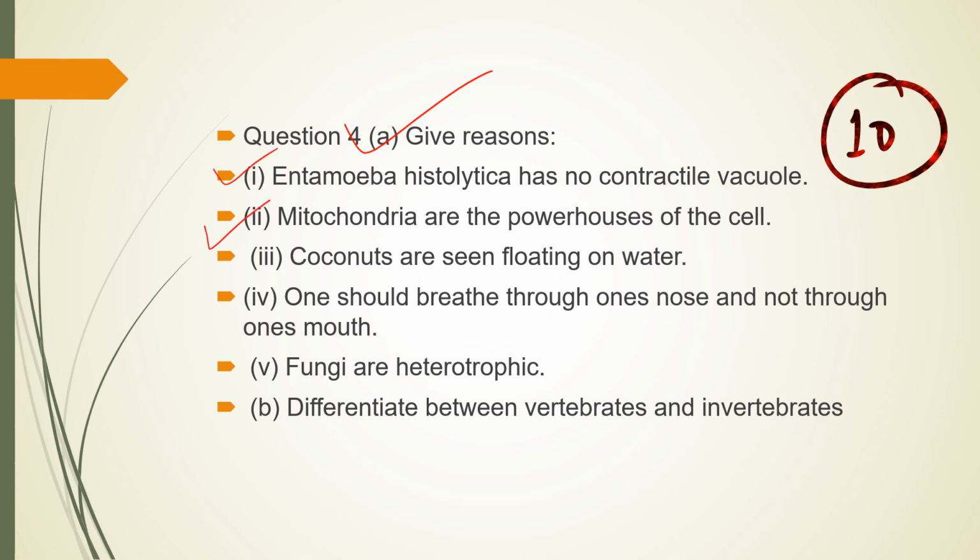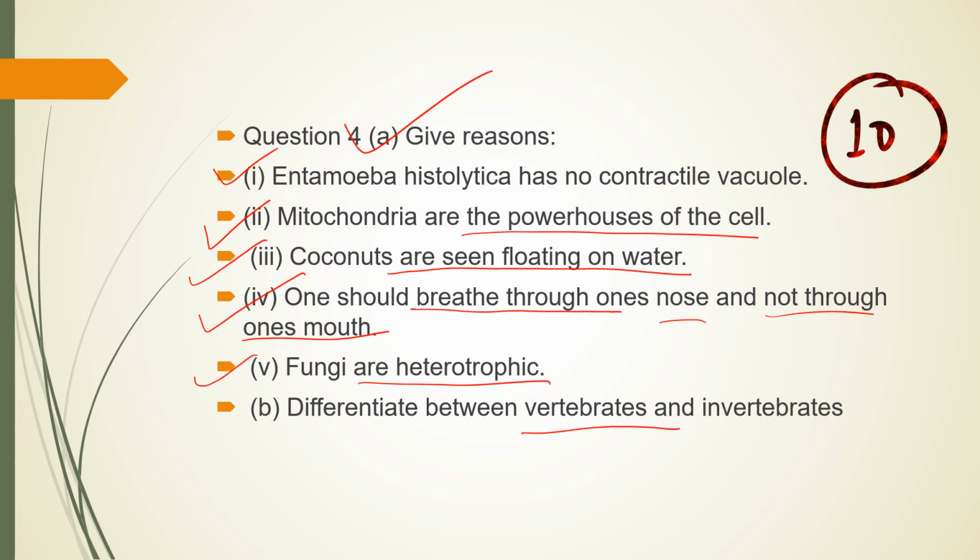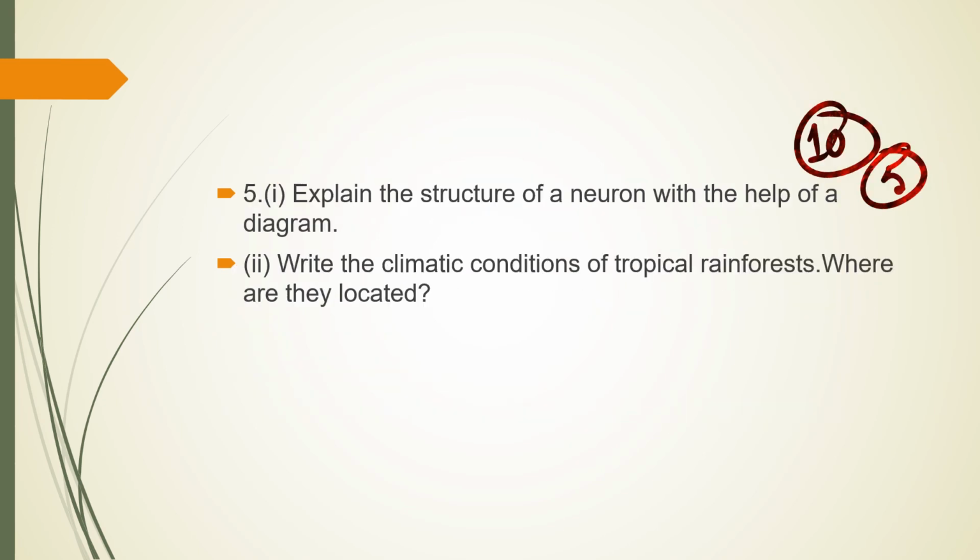Mitochondria are the powerhouse of the cell. Coconuts are seen floating on water. One should breathe through one's nose and not through one's mouth. Why? Fungi are heterotrophic. Differentiate between vertebrates and invertebrates. Is it clear? Now next one is explain the structure of a neuron with the help of a diagram.